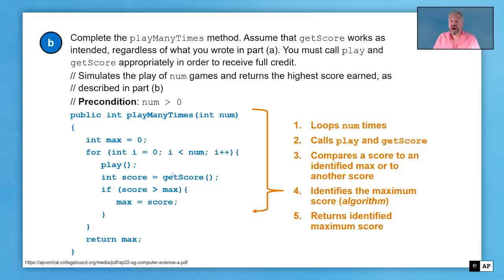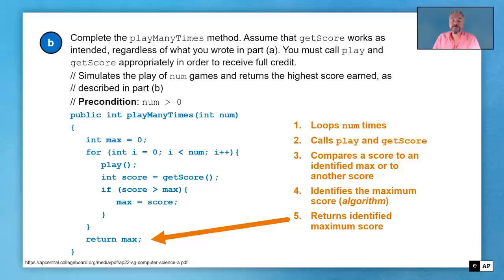And then our last point, and I'm going to be honest, this is the one that I kind of cringe at, because I know there are going to be students that are so excited about making sure they get the algorithm right and so focused on the algorithm, they forget to return the answer. So the last point is, do we return our identified maximum score? That's important because it's easy to get focused on the algorithm and then forget to return it back. So yes, we have to make sure we return max. In this case, we're returning max, which is what we've identified as our maximum score. And that's the end of our solution.